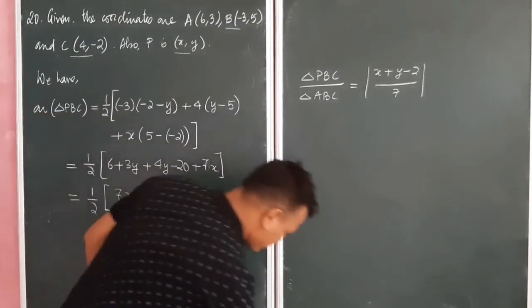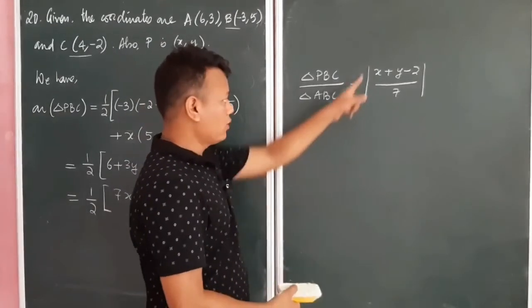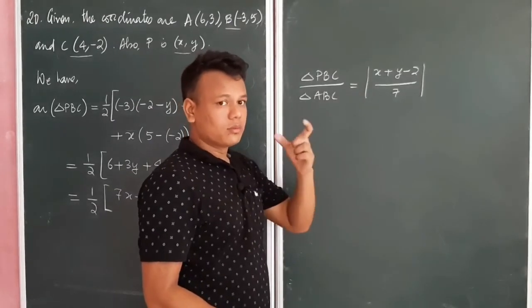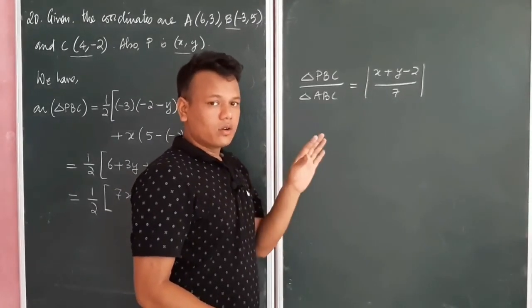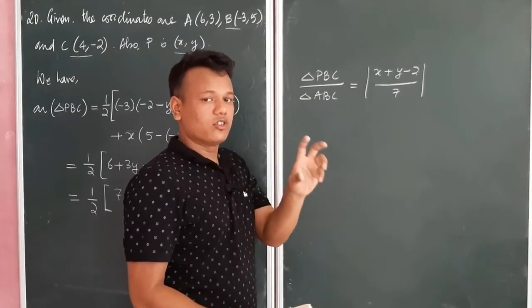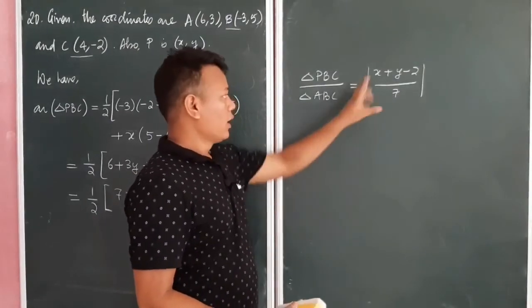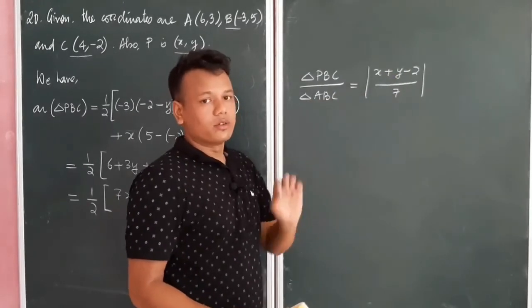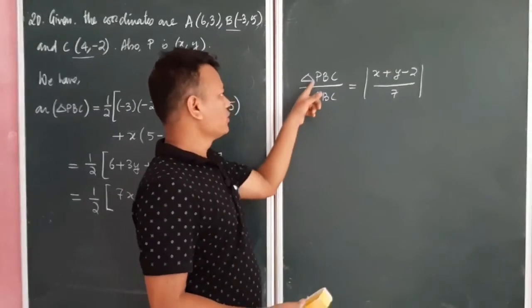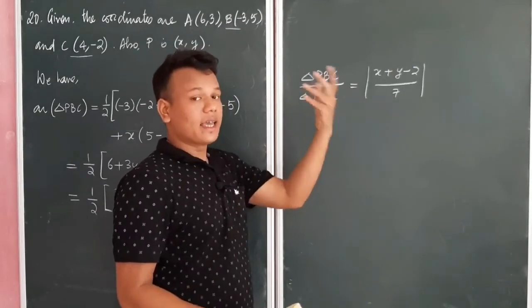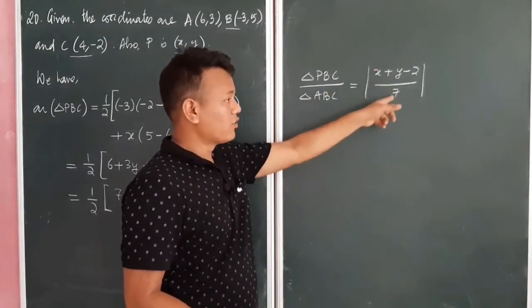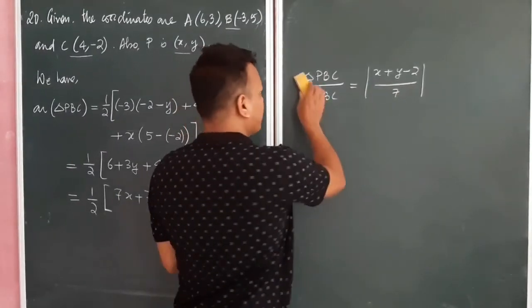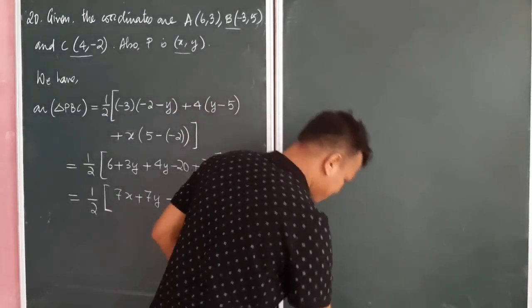Please remember this sign means absolute value. We call it modulus as well. The meaning of modulus is that we are not interested in the sign, we are just interested in the value. Suppose this turns out to be negative, the modulus makes it positive. And why does it have to be positive? Because this is the ratio of areas, and area can never be negative. That's the only meaning of this modulus sign. All right, let me remove this part.